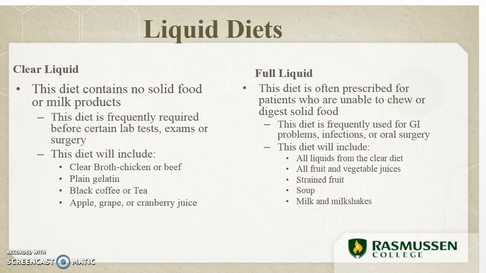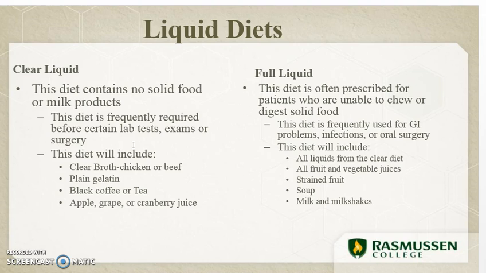So the first 2 diets we're going to look at are a clear liquid and a full liquid. A clear liquid diet is a diet that contains no food or milk products. It's frequently required before lab tests, exams, or surgery. Food in the clear liquid diet would contain clear broths, either chicken or beef, plain gelatin, black coffee, tea, carbonated beverages, popsicles, apple, grape, or cranberry juices.